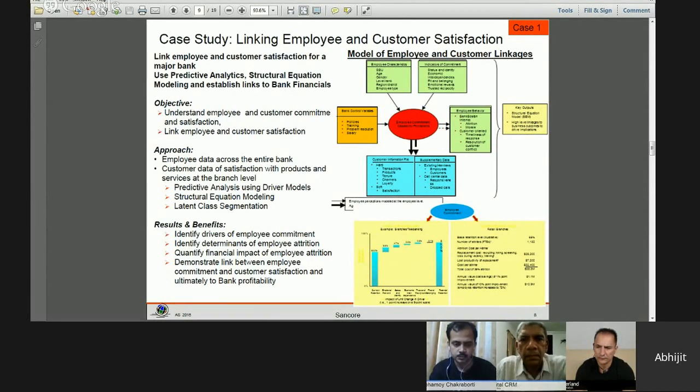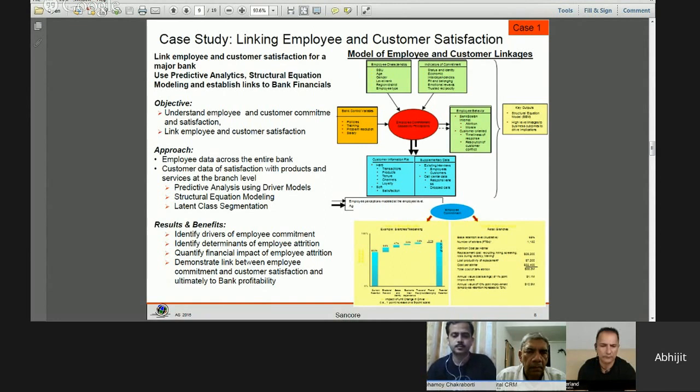So what we did was we collected employee data across the entire bank. We then collected customer satisfaction data, and obviously there was a challenge, because one of the things that typically happens in predictive analytics is you need to understand what the unit of analysis is. What unit are you analyzing? In this case, we had employees at one level and customers at the other level. So it's very hard to do that linkage.